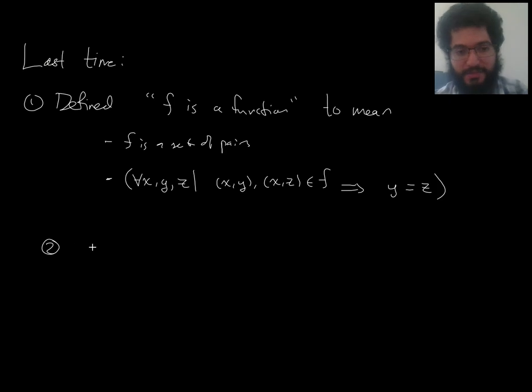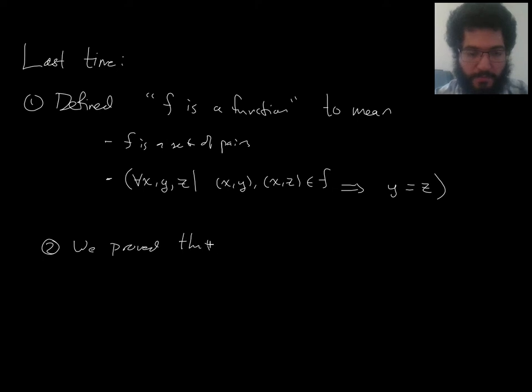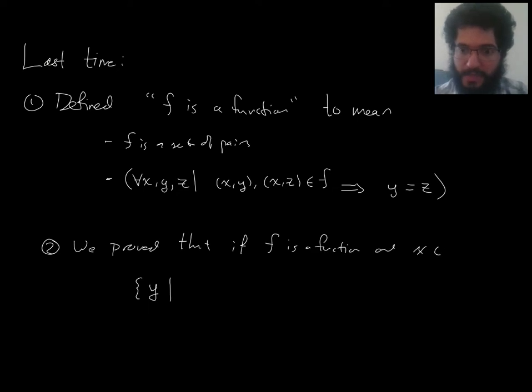And the other thing we did is to prove that if f is a function, a known function, so something that satisfies this property, and you take some x which is in the domain of that function, meaning there exists some y that gets matched up with x by f, so the pair x comma something is an element of f for some something as the second coordinate.